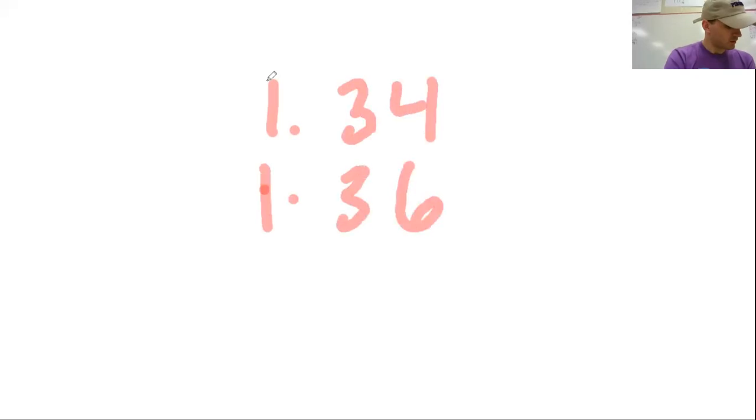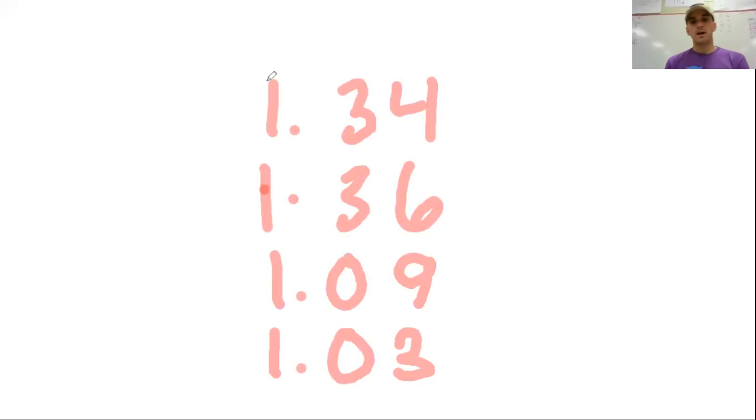So if we're dealing with decimals, obviously, we're going to look to the left of the decimal first. We're going to look at the whole numbers, but it's got one whole, one whole, one whole, one whole. None of those are different. They're all the same. And honestly, for this question, you can think about money. You're looking at $1.34, $1.36, $1.09, $1.03. Really, we would say 1 and 34 hundredths, 1 and 36 hundredths, 1 and 9 hundredths, 1 and 3 hundredths. Guys, all you gotta do is find the one that's the biggest.